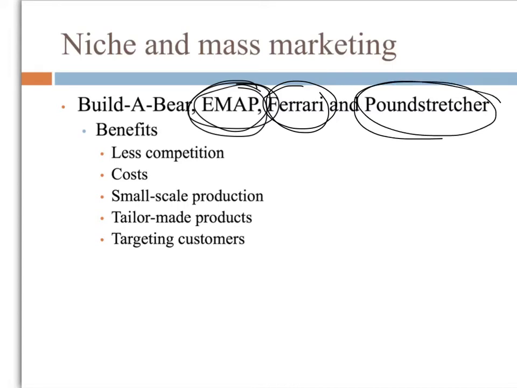Many other, or probably most niche markets though, focus on lower price goods. That's why I told you about Pound Stretcher. Possibly because larger firms are put off by the lower profit margins. So remember, profit margins are the amount of profit you make on each sale. So the lower the price, the less profit that you make. So what are the benefits of niche marketing then?